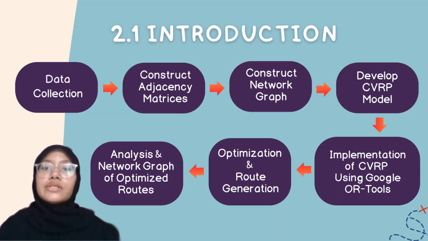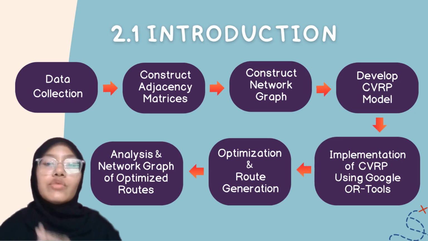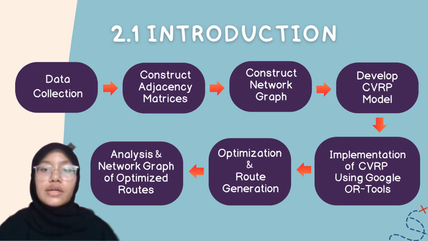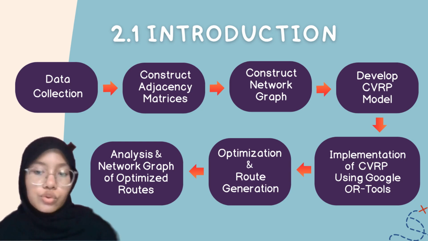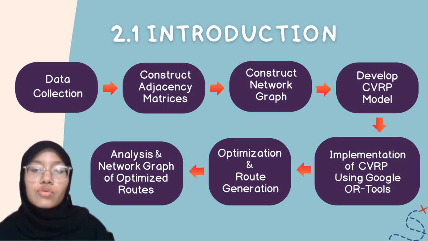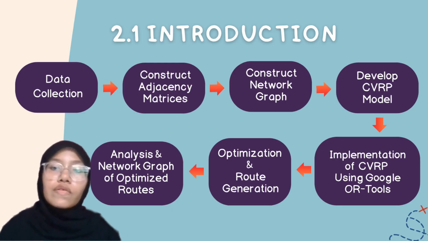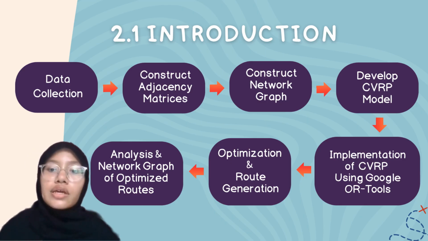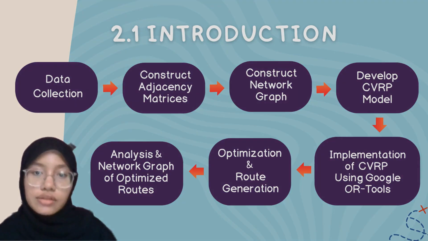It starts with data collection. From the data collected, we will construct 2 adjacency matrices, in which the first one is for the distance, and the second one is for the toll cost. Consequently, the data collected are used to build a network graph. From there, we develop the CVRP model implemented using Google OR-Tools, and then run the optimization to generate routes, and finally analyze and visualize the network graph of the optimized routes. Each stage is crucial for the next one, as analyzing the final optimized routes really depends on getting the earlier data collection and modeling steps right.